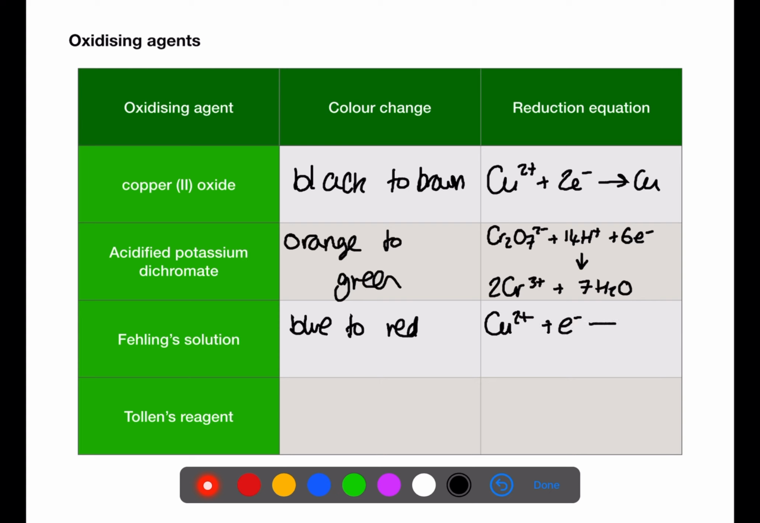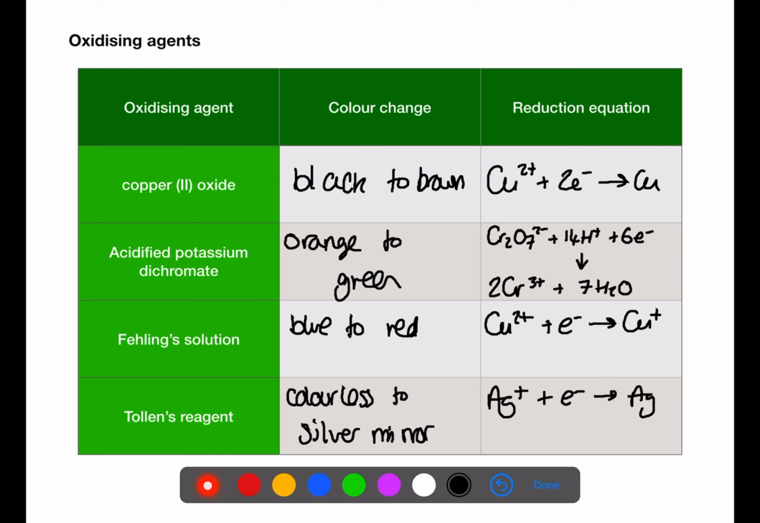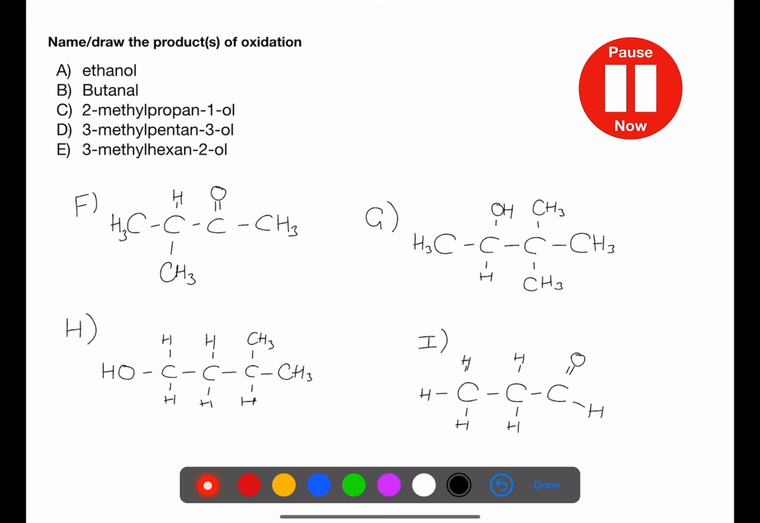The reduction equation is copper 2+ ions plus 1 electron to give copper 1+ ions. Tollens' reagent is colourless. When it reacts, it will form a silver mirror. The reduction equation is Ag+ ions plus an electron to give silver metal. Pause the video now and try these examples.